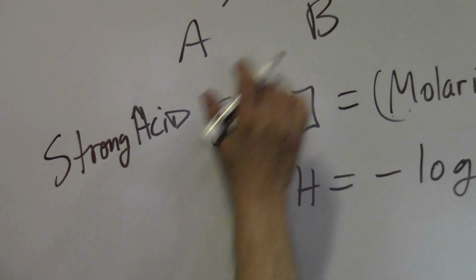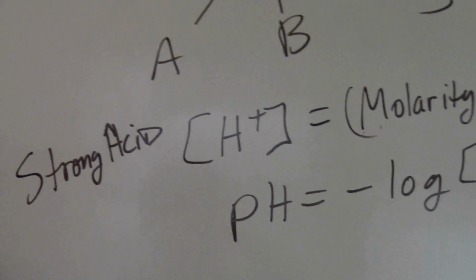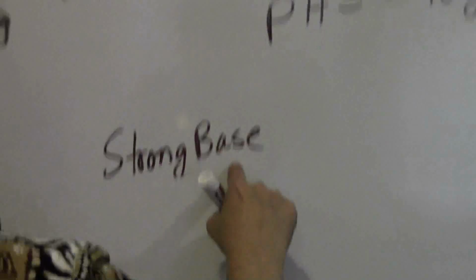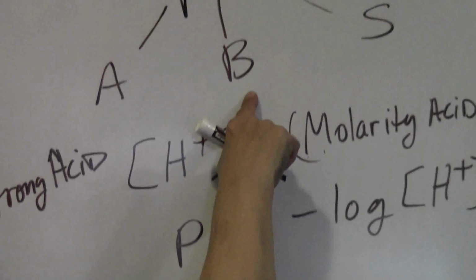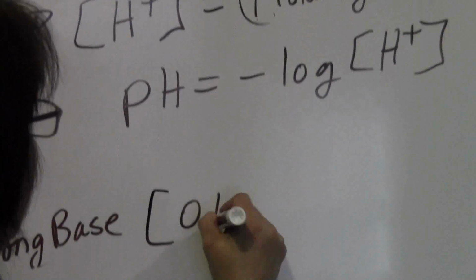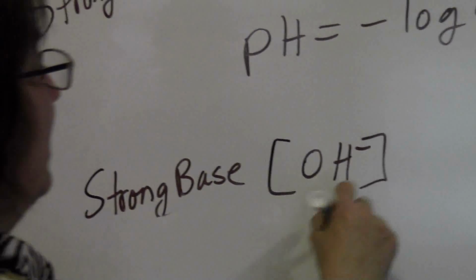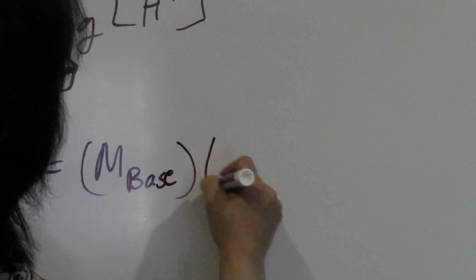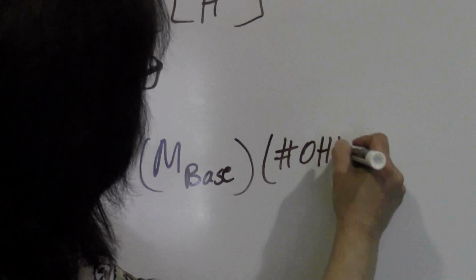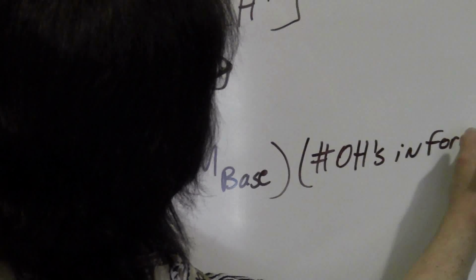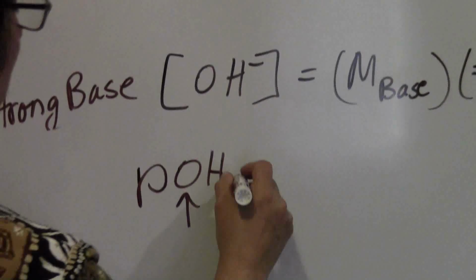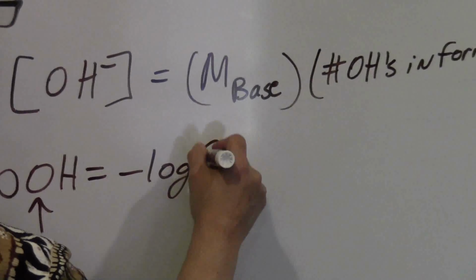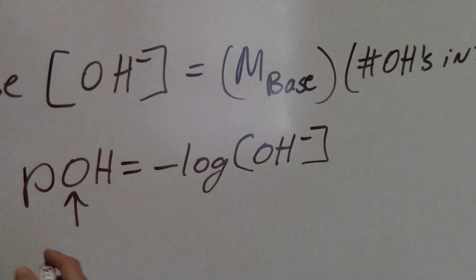And you need to know if the base is strong, and we'll get into strong and weak acids and bases. To find the pH of a strong base, first of all, you must identify it's a base, and that's going to rely on the concentration of hydroxide ions. That's going to be the molarity of the base times the number of OHs in the formula. And when you have a base, you're calculating pOH, minus log of OH. So these you really should memorize, the pH formulas.